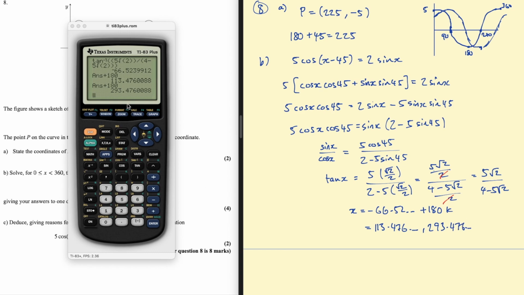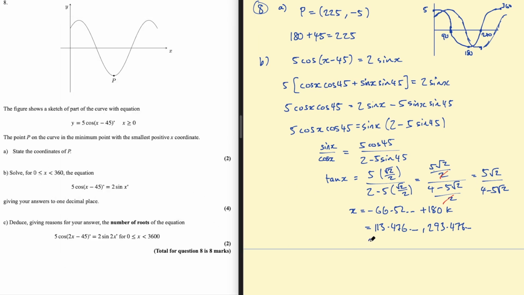293.476. And you can see if you added 180 again, the answer would be outside of our interval, so we don't need to worry about that. And it says to round to 1 decimal place, so this is going to be 113.5 and 293.5 for our two values of x.